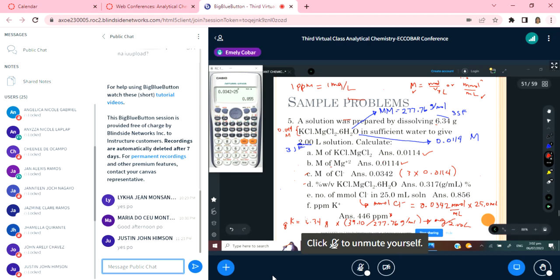Next, the last one. ppm potassium. How do you compute for the ppm? Meaning to say, you express the concentration of this solution in ppm potassium. Okay? So, ganito.